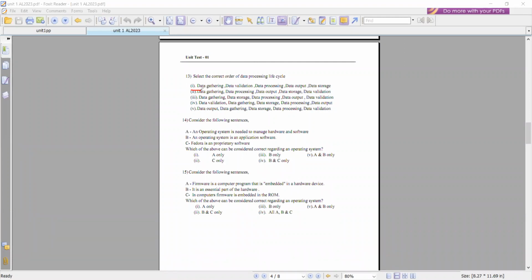Consider the following sentences. An operating system is needed to manage hardware and software. That is correct. An operating system is application software. No, this is system software. That's incorrect. Fedora is a proprietary software. No, it is free and open source software. That is also incorrect. So A only. First answer.